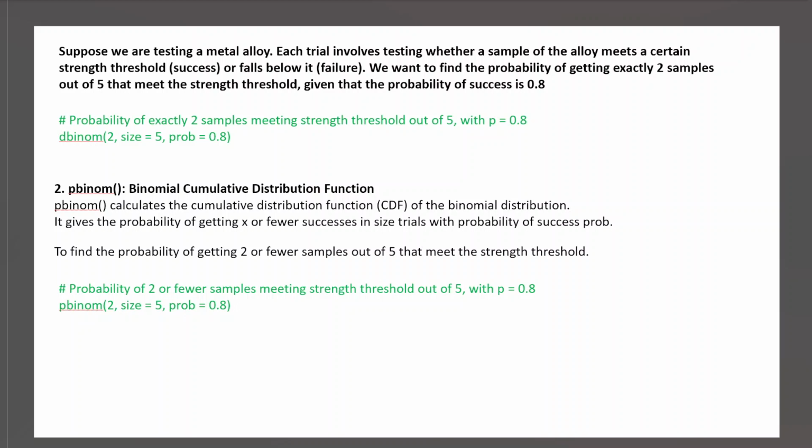So to find the probability of getting two or fewer samples out of five that meet the strength threshold, two or fewer means at most two, one, and zero. All these things have to be calculated. So for that, pbinom of 2, size 5. So 2, 1, 0, for all these things, if you use pbinom, we will get the required answers.